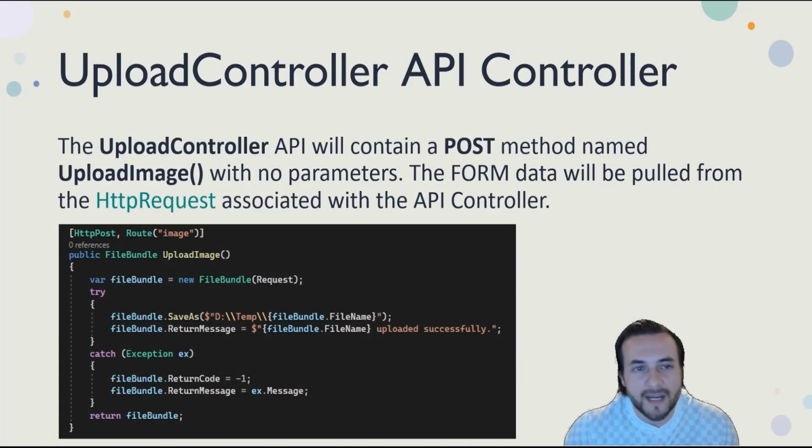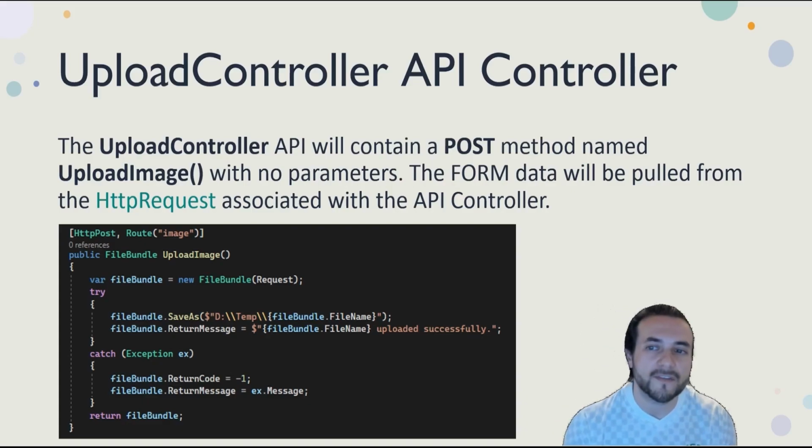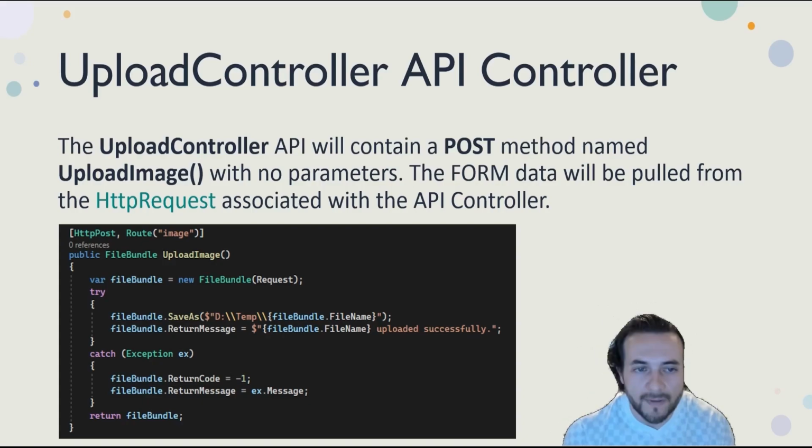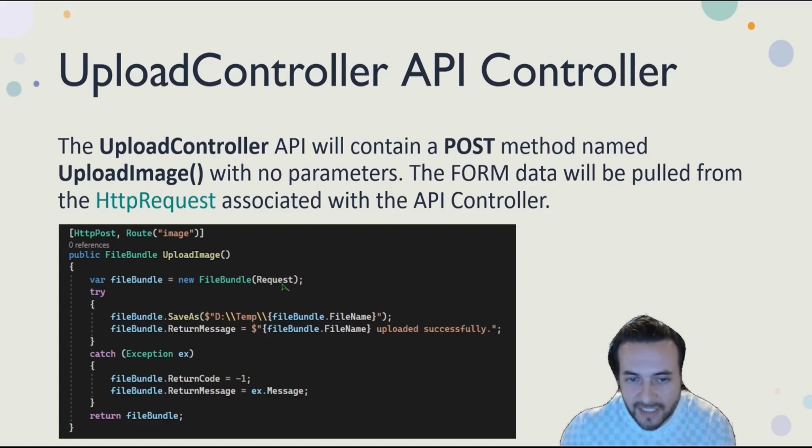It's going to be a web API controller, and it's going to contain a single post method called upload. The method name will be UploadImage. It will not have any parameters because we're going to pull all the information from the request.form. Everything we need is going to be in there, and you can see here we're going to use the file bundle. When we construct the file bundle, we're going to pass in the HTTP request. All right, so that's the end of that.